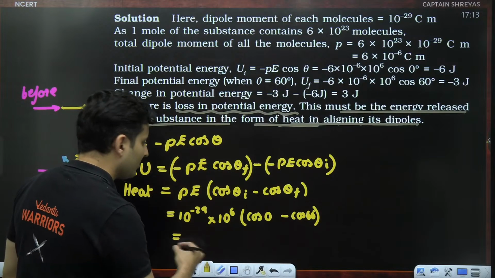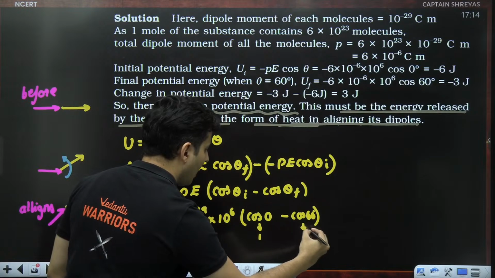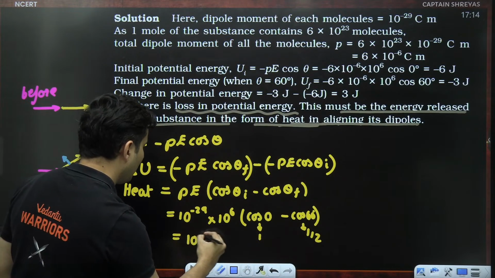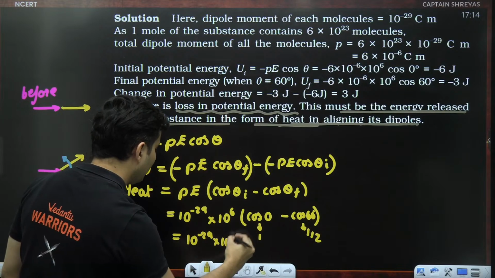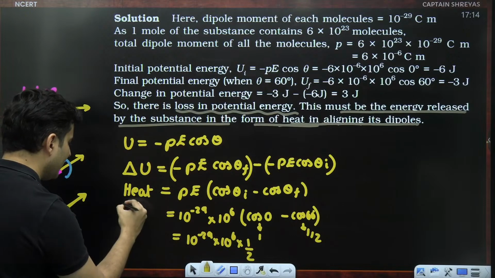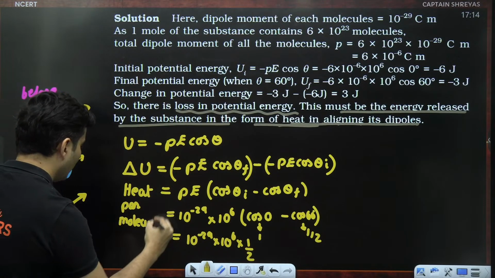So cos 0 is basically 1. Cos 60 is basically half. So 1 minus half is half. So this will be nothing but 10 to the power minus 29 multiplied by 10 to the power 6 into half. But remember one thing, this is heat per molecule.